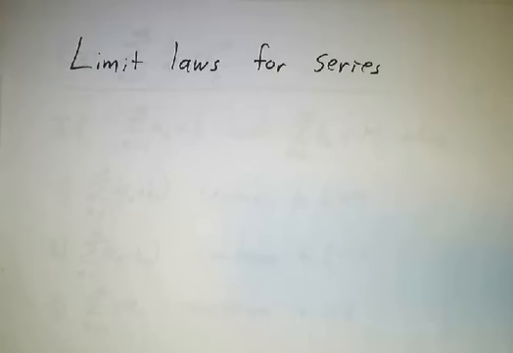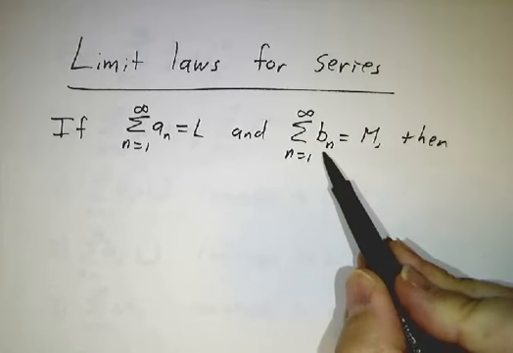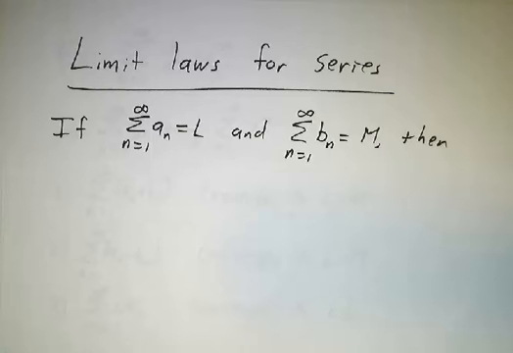Okay, we're going to start the process of understanding when a series converges and when it diverges by looking at the limit laws for series. So let's suppose we've got one series, the sum of the a's, that does converge, and let's call its limit L. And we've got the sum of the b's, and let's suppose that also converges, and we'll call the sum of that series M.